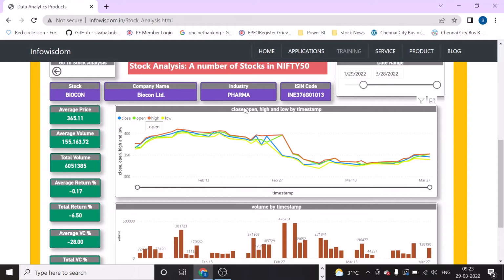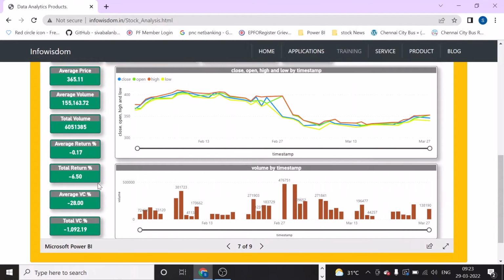Total return for this period, that is 29th January up to today, is minus 6.5 percentage. This is the average volume change percentage per day, that is minus 28.00, and the total volume change percentage is minus 1092.19 percentage. From this we understand that Biocon has been traded in the market very limited when compared to previous periods. So the trading is not that good for Biocon.